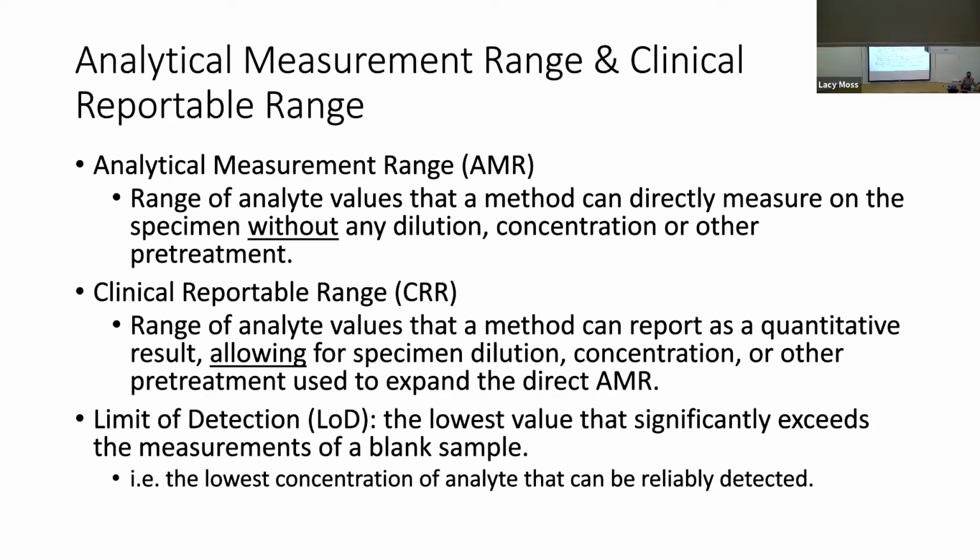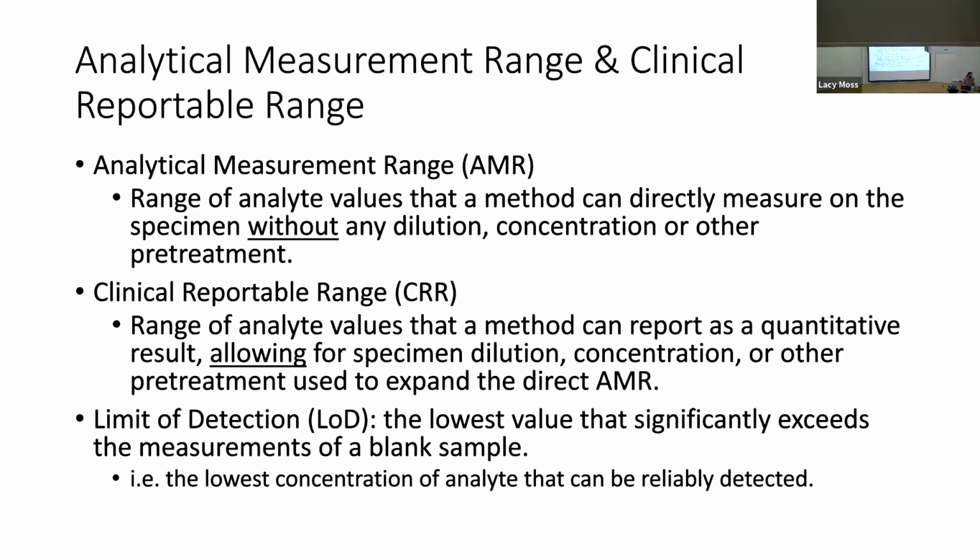Because there are certain analytes, especially like enzymes, where the assay maybe is only linear to like 200 units per liter, but in a disease state, it can bump up to 5,000. So it's necessary for you to be able to dilute it to get into the clinical reportable range so that you can actually say, okay, this is how sick your patient is. All right, and then the limit of detection, or the LOD, you can tell that we like abbreviations in the clinical lab.